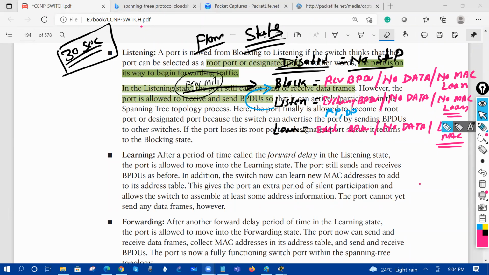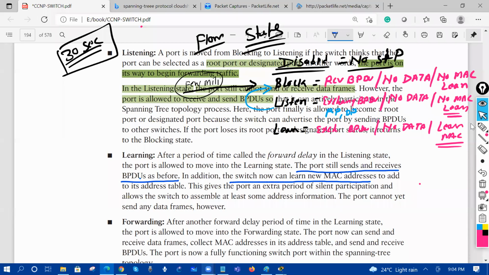That means exchange the BPDU. The switch can now learn the new MAC address to add into the address table. But again, the port cannot yet send any data frame. So which MAC address am I going to learn? The MAC address that I'm sending in the BPDU, that MAC address, 0180C2. So this MAC address I'm going to learn, not the data MAC address. Still, because the data I cannot send, right?